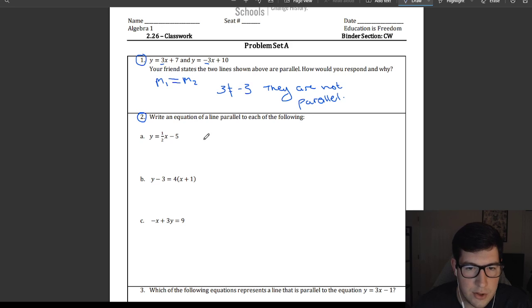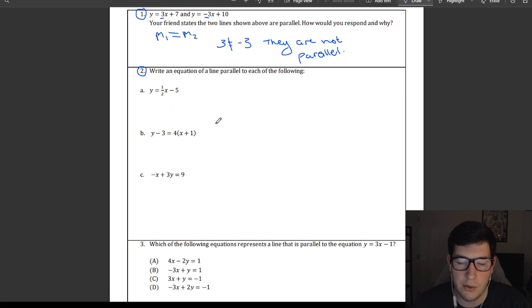And coming down to number 2. Now for number 2, we want to write an equation of a line parallel to each of the following. So I'm going to have some examples of my own. What we're really looking for here is our slope. You can have different y-intercept values or different point values. That's okay. The heart of the problem here is making sure that we have the same slope on each of these. So again, I know that my starting slope is 1/2 here.